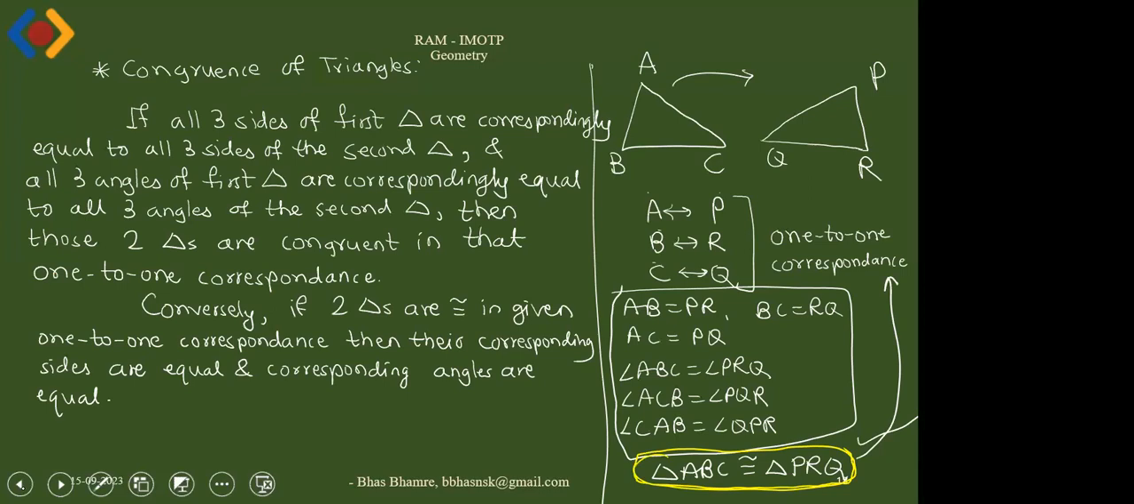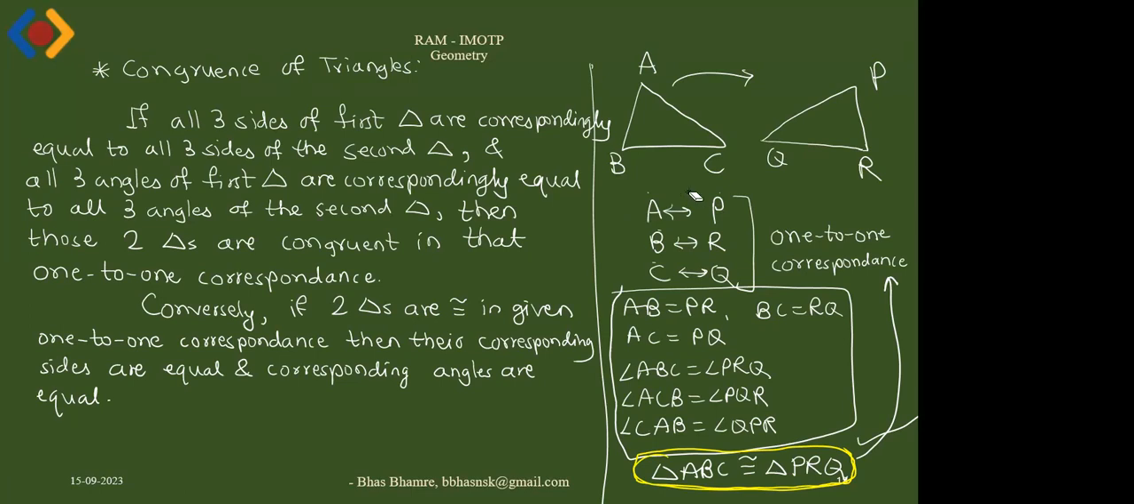Sir, is there any reason that you put the correspondence symbol for the points and the equality symbol for the sides and angles? Yeah, this arrow shows one-to-one correspondence. A and P are corresponding to each other. That is one-to-one correspondence. B and R correspond to each other. That is, there is one-to-one correspondence between B and R. So this is the arrow symbol for showing one-to-one correspondence.